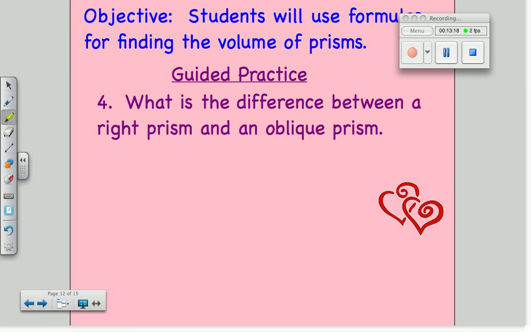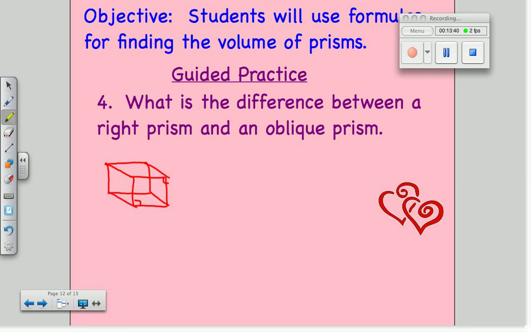So the difference between a right prism and an oblique prism is that the right prism has right angles. So this right prism, look at how I'm drawing it. I'm making right angles. Does everybody see that? Yes. Okay.